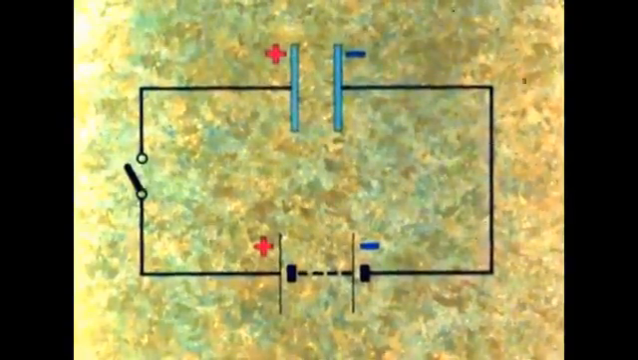If the switch is now broken, the charge remains on the plates and the capacitor is storing an electric charge. When charged like this, the capacitor is rather like an electric cell with a positive and negative terminal, and in fact it will behave like one for a short time.